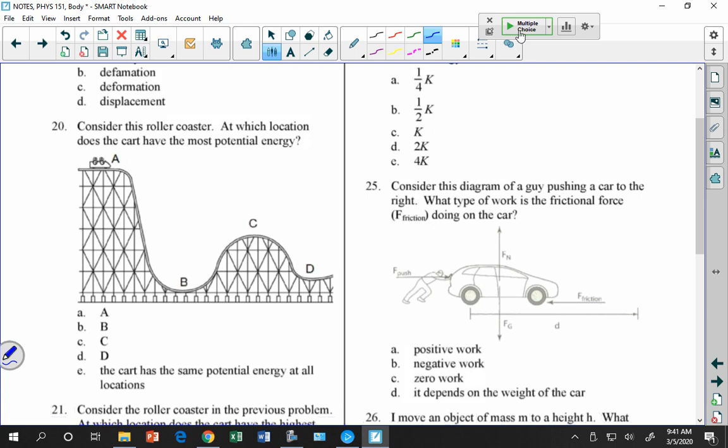All right, let's try this number 20 right here. Consider this roller coaster. At which position does the cart have the most potential energy? A, B, C, or D, or does it have the same potential energy at every point? If you finish number 20, go on and answer number 21. We'll do that next.